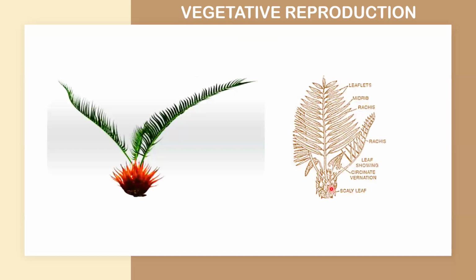So, as we discussed about bulbil, which is covered with the scaly leaves, here in this diagram we can see the scaly leaves cover the bulbil and which give rise to a new foliage leaf, which finally helps in vegetative reproduction.